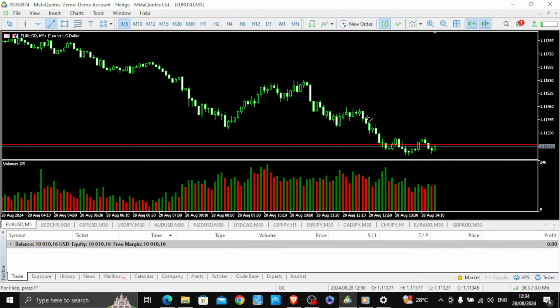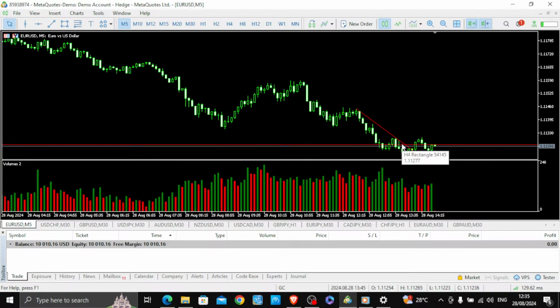Another entry should be if you go to 5 minutes, you check what is happening. You draw. Since we have agreed now that the market is bullish, 4 hours is bullish, daily bullish, weekly bullish, we want to trade in the direction of the long-term trend. Okay. Look at this. Here now, it has broken, but the recent high here is still intact.